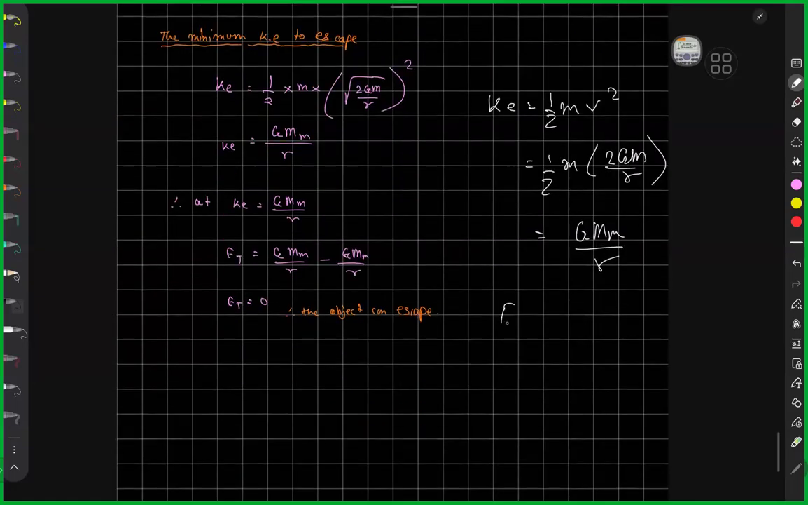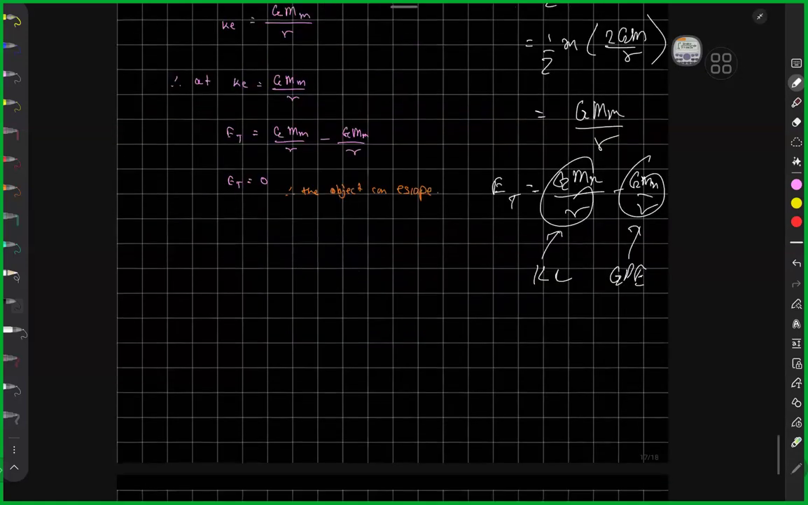So my total energy ET must be GMm by r minus GMm by r. This is the KE, and this is the GPE. If both are equal, my ET is 0. The object can escape. Are we clear on this? And that ends the entire gravitational fields topic.